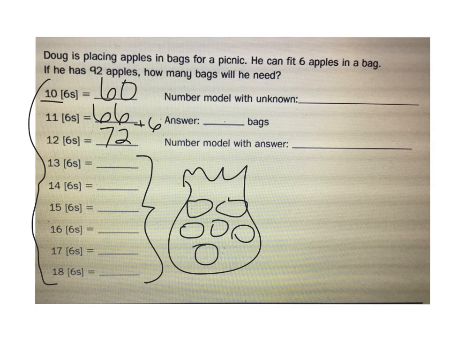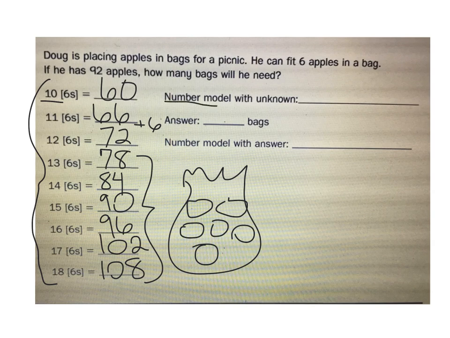Okay, so hopefully you paused and were able to write down the multiples on some paper in front of you. So 13 sixes, 78. 14 sixes, 84. 15 sixes, 90. 16 sixes, 96. 17 sixes, 102. And 18 sixes, 108.